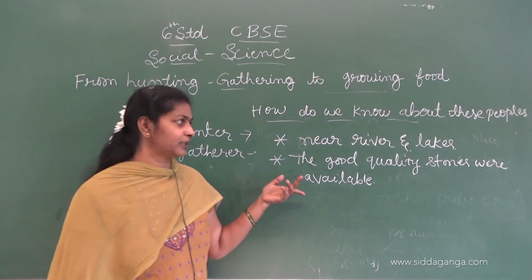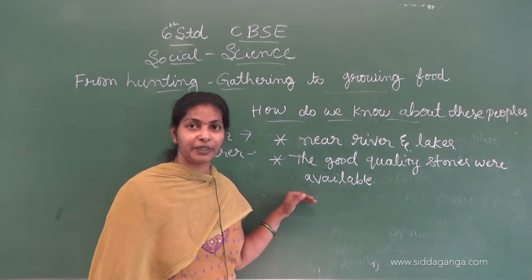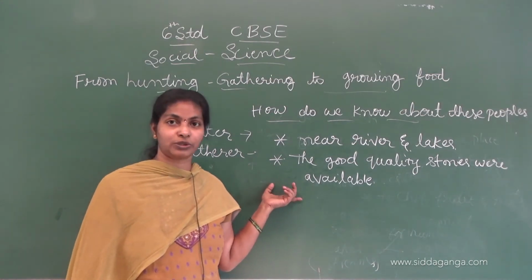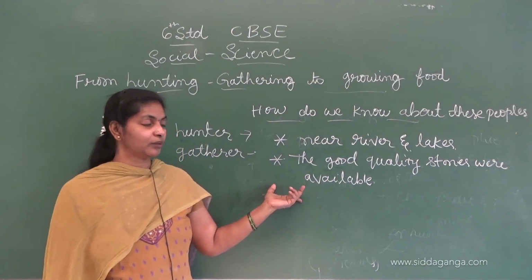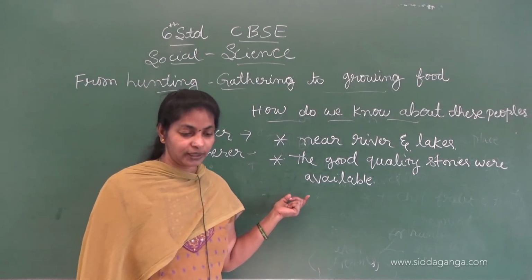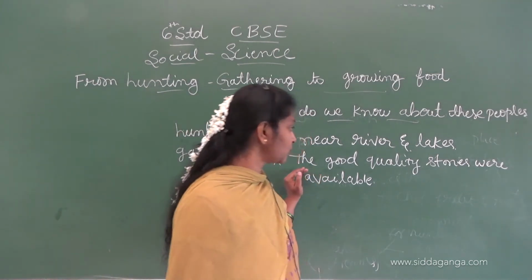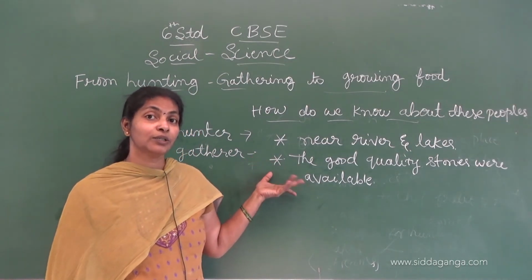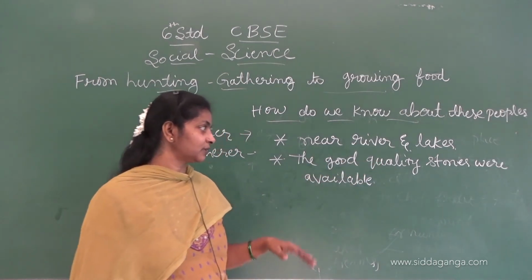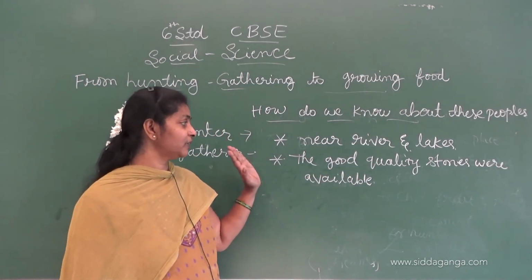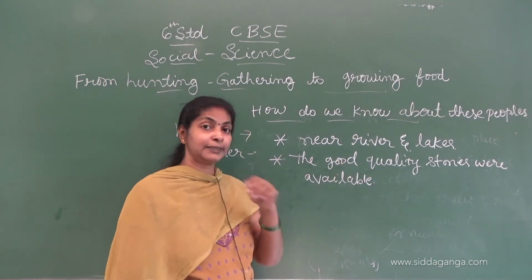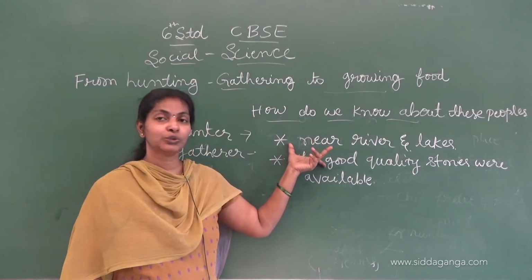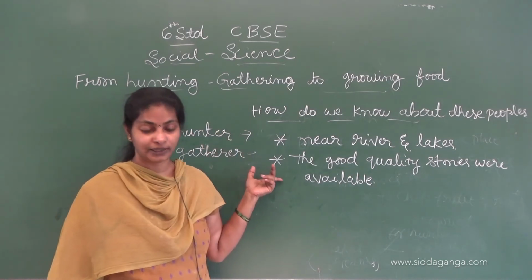Why did they want good quality stones? Because they were more dependent on stone tools. They took more benefit from stone tools. As a result, they wanted to make stone tools in greater number, isn't it? If they want to make stone tools, they need good quality stones. For that purpose, in whichever place good quality stones were available, they stayed in those places. In this way, these places were chosen by the hunters and gatherers to live.